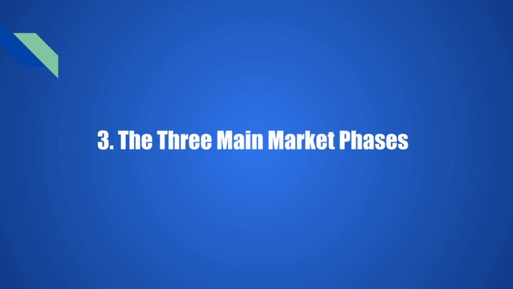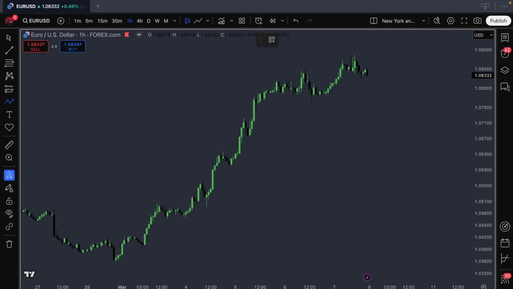The three main market phases. So like I showed you earlier on, our uptrend is formed. This is what it will look like in a chart. So this is Euro USD at 1 hour, and this is what an uptrend looks like.